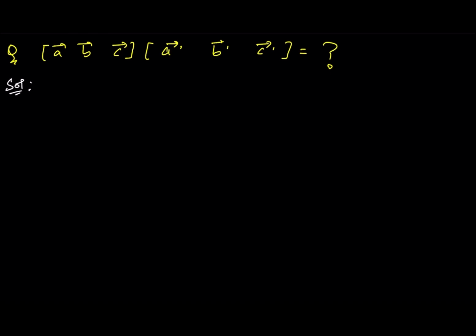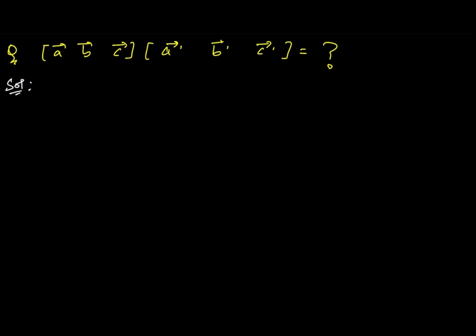Students, today's class is on vectors. We will start with questions and then we will come to the topic vector equation. So let's begin. Question: box of ABC into box of A dash B dash C dash is equal to? Here A dash, B dash, C dash are the reciprocal vectors of A, B and C respectively, right? We have talked about reciprocal vectors in the last class.